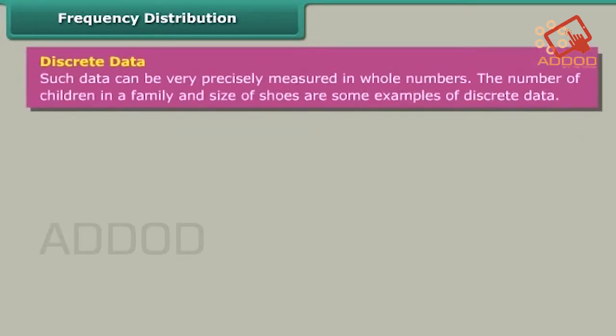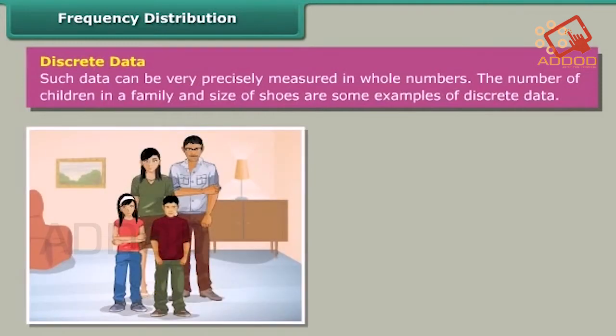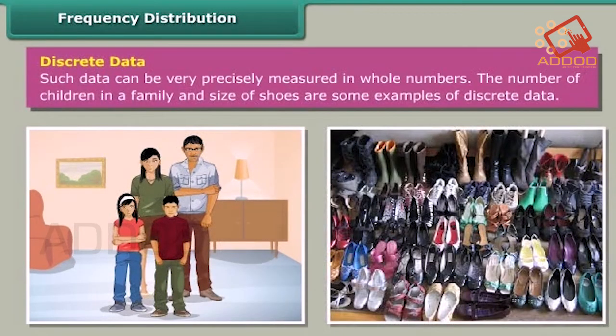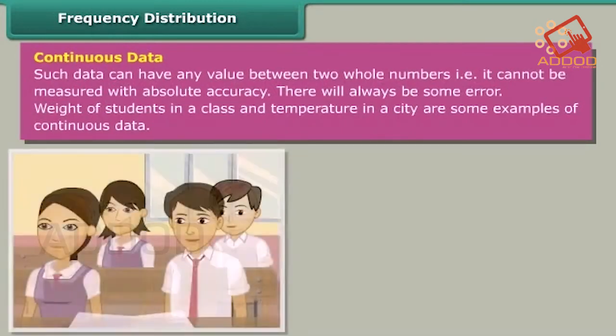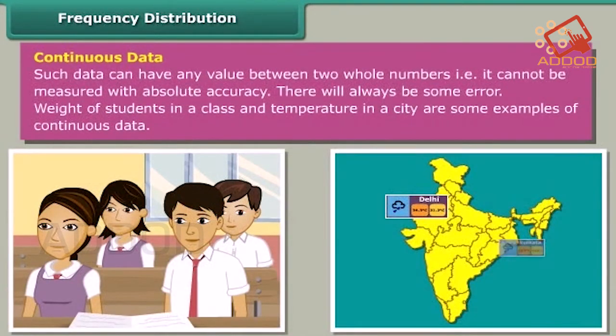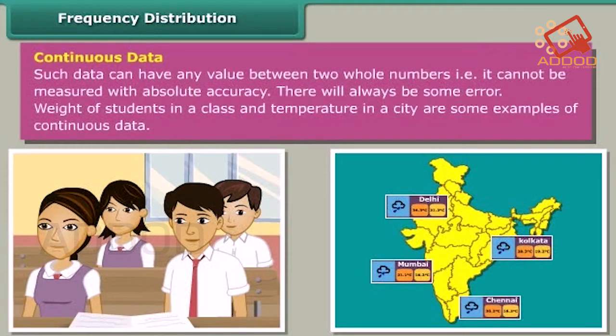Discrete data. Such data can be precisely measured in whole numbers. The number of children in a family and size of shoes are some examples of discrete data. Continuous data. Such data can have any value between two whole numbers, that is, it cannot be measured with absolute accuracy. There will always be some error.